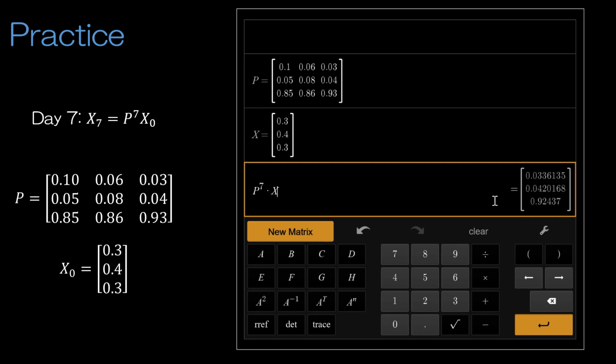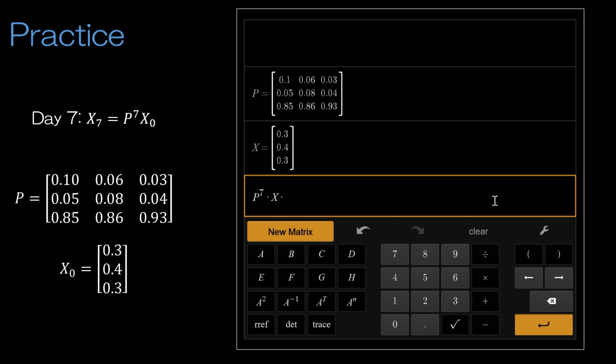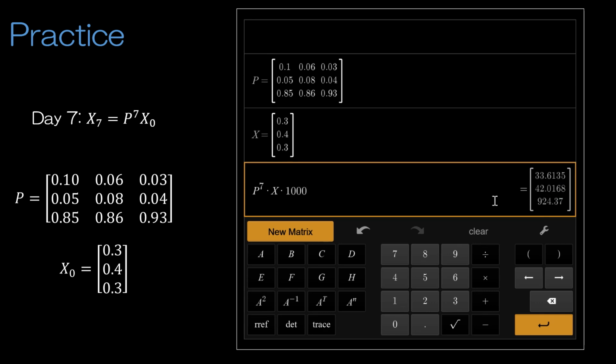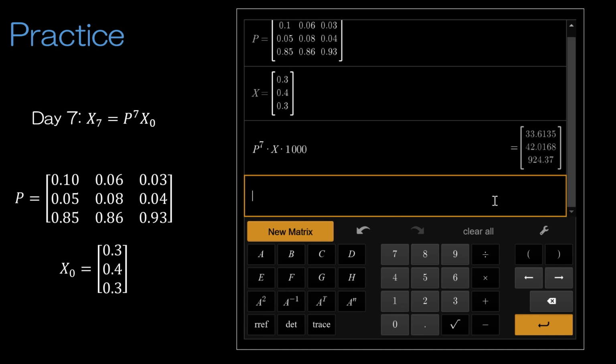And again, this gives me the proportion of people. It doesn't give me the number of people. So if I want the number of people, I'm going to have to take each of those values times 1,000 because that's how many people we started with. So again, I would have to do some rounding of people here, which always gets interesting, but about 34 people, 42 people, and 924 people for each of those different categories.